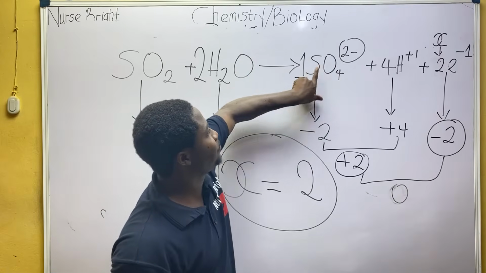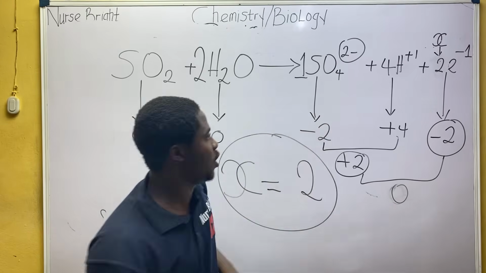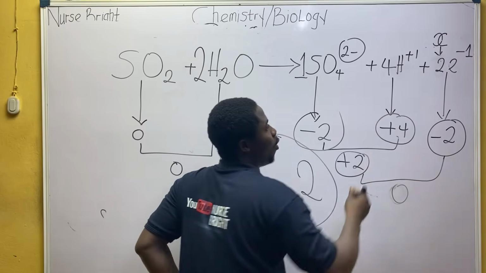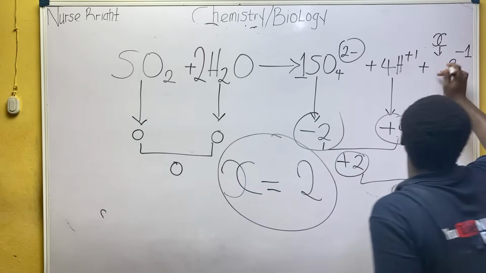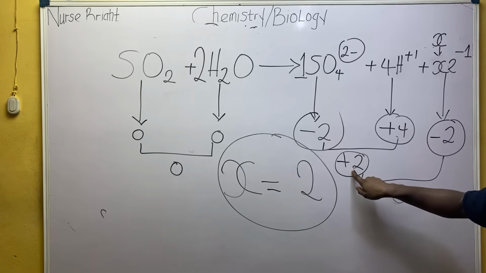Here the net charge is minus 2 because 1 times minus 2 is minus 2. And here is plus 1, but 4 times plus 1 is plus 4. Initially, here was nothing, here was x. So we have to evaluate. Plus 4 minus 2, that's plus 2.